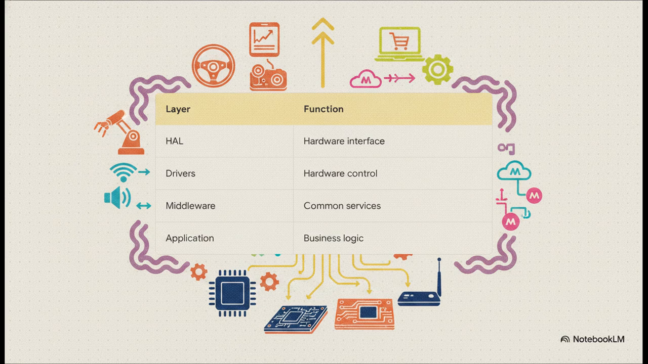At the very bottom, you have the hardware abstraction layer, or HAL. Think of the HAL as a universal translator. It isolates all the messy hardware-specific code. Right above that, device drivers control the actual hardware but expose simplified interfaces. Next up, middleware provides common services like your communication protocols. And finally, sitting at the top, the application layer handles your core business logic.